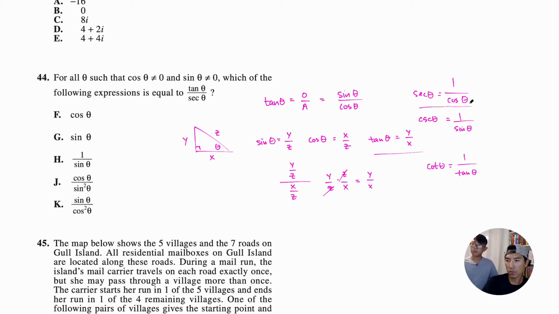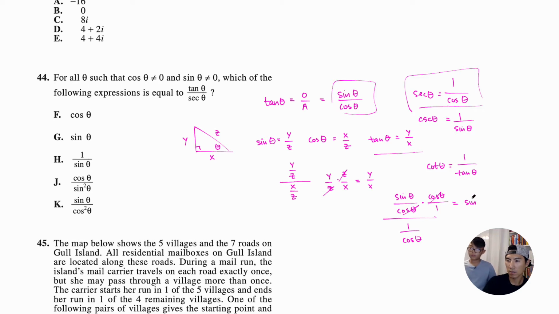So we have this right here, and we have tangent, which is this. So then we're just going to multiply them together. No, we're going to divide, sorry. That'll be sine theta over cosine theta divided by 1 over cosine theta, which is the same thing as times cosine theta over 1.